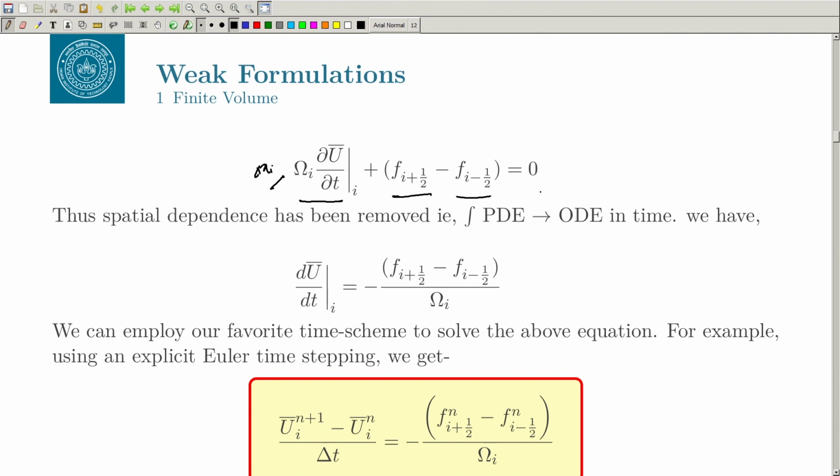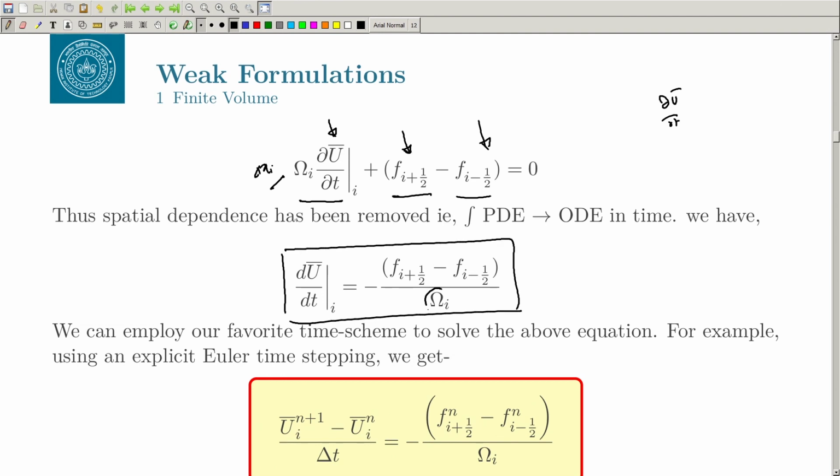Now, you will notice that as soon as we define the cell averaged quantity, we converted our PDE to an ODE. That means, if you can somehow find the fluxes at I plus half and I minus half, all you need is a time discretization scheme to solve this du bar by dt. Or we can write it in this form.